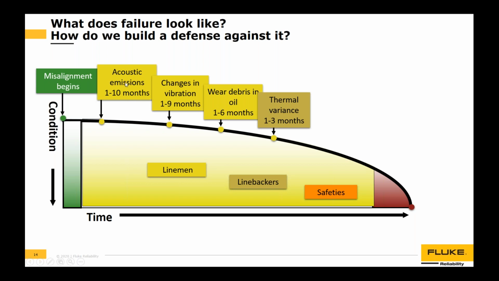Now, if you don't capture the pending failure in one of these types of defenses, the next step is your linebackers, infrared, your thermal variance. It's not as quick as some of the other types of systems. You don't have as much warning. But if you're still in the linebacking phase, you're still going to win the ball game, and you're still going to have time to effect a proper response to the pending failure, i.e. you're going to monitor it, fix it, whatever the appropriate thing is.